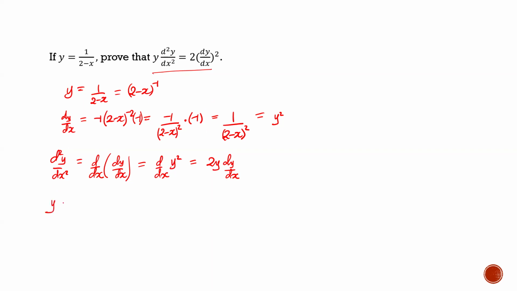So if we multiply both sides by y, we'll have this being equal to 2y squared dy/dx. But you know that y squared is in fact dy/dx. This will simply be 2 (dy/dx) squared, which is what we're asked to prove. And so we'll have completed our proof. And so that's how we use further differentiation, knowledge of the second derivative, to solve questions like that.